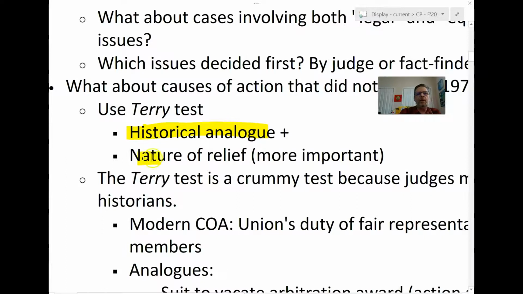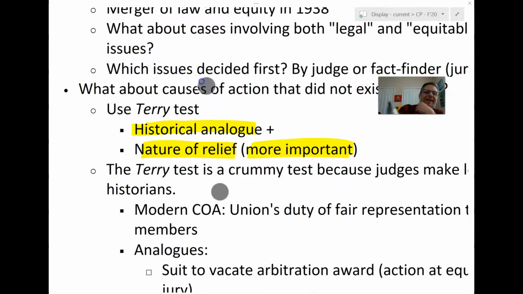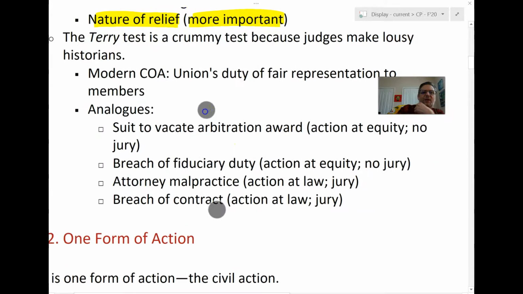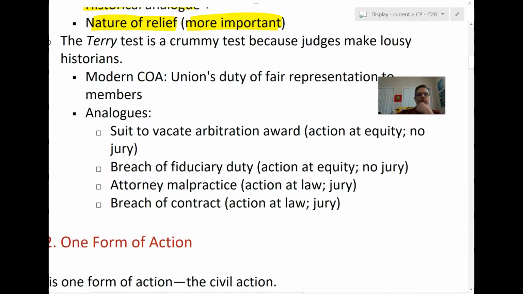What's the best Old English historical analogy? And plus, look to the nature of relief. The Supreme Court has made clear the nature of relief is more important, which then tilts the test towards normally saying if the relief sought is money, jury right. That's not quite determinative, but it's almost determinative. But I've got to say, I hate the Terry test. It's just a fat mess. It's awful. Here's my legal analysis. The Terry test is a crummy test because judges make lousy historians.